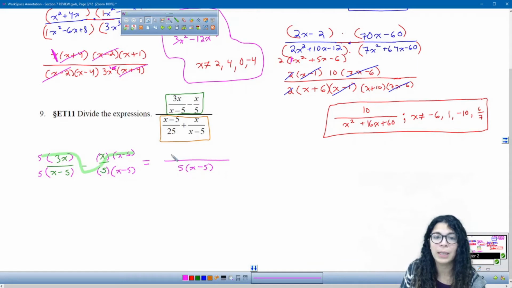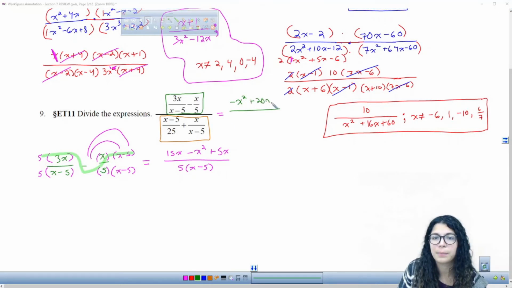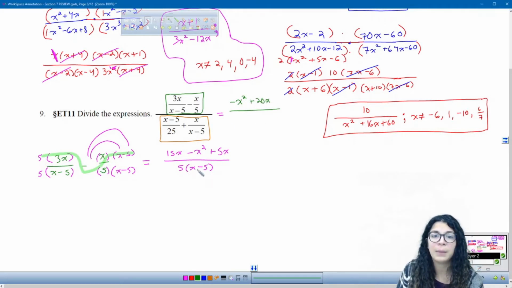So 5 times 3x is 15x, and negative x times x is negative x squared. Negative x times negative 5 would be positive 5x. So when I simplify the numerator, this entire numerator will be negative x squared plus 20x. In the denominator will be the 5 times x minus 5. I'm just going to leave that in the factored form.